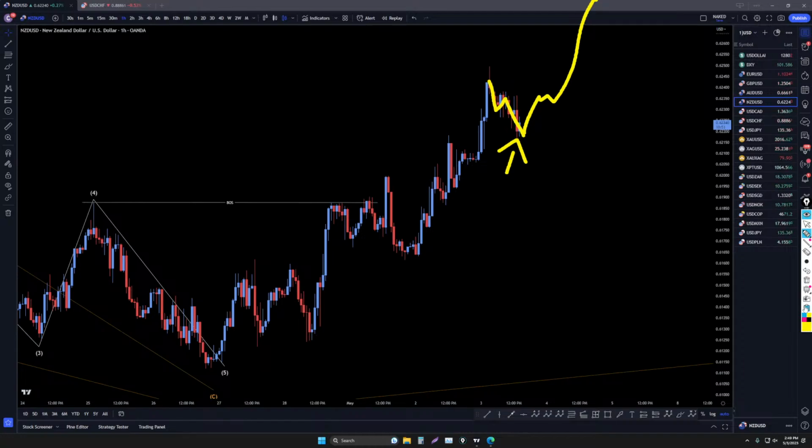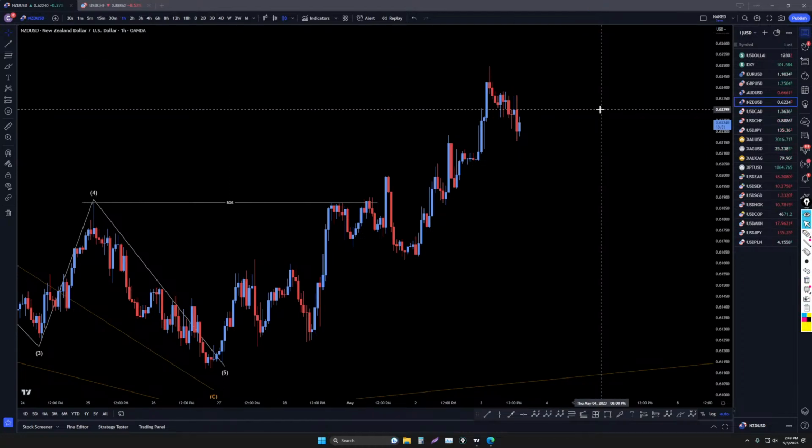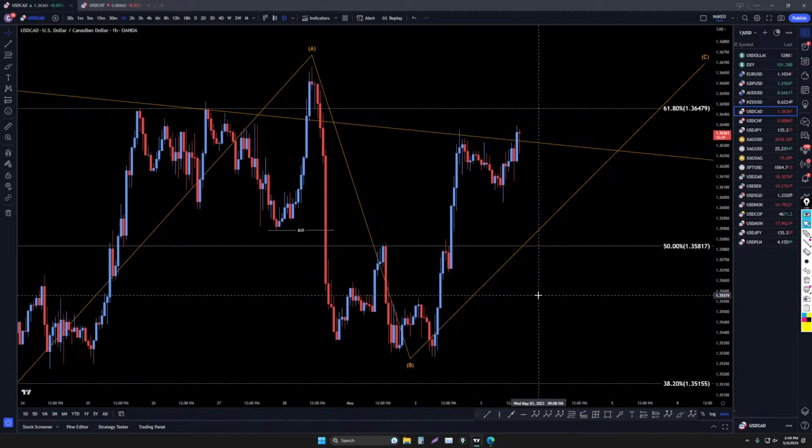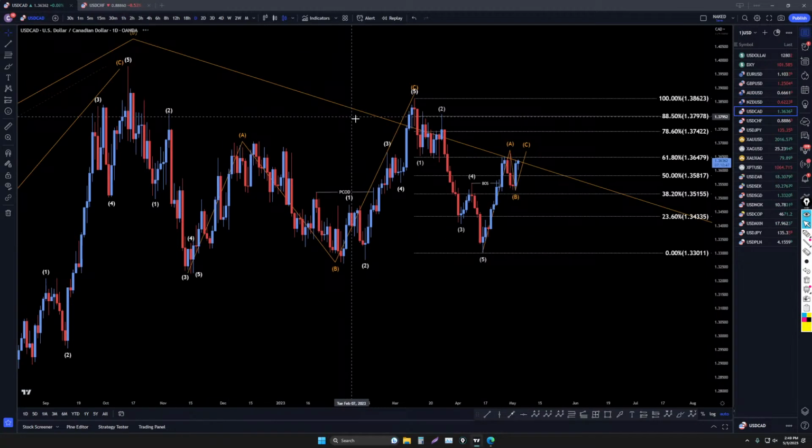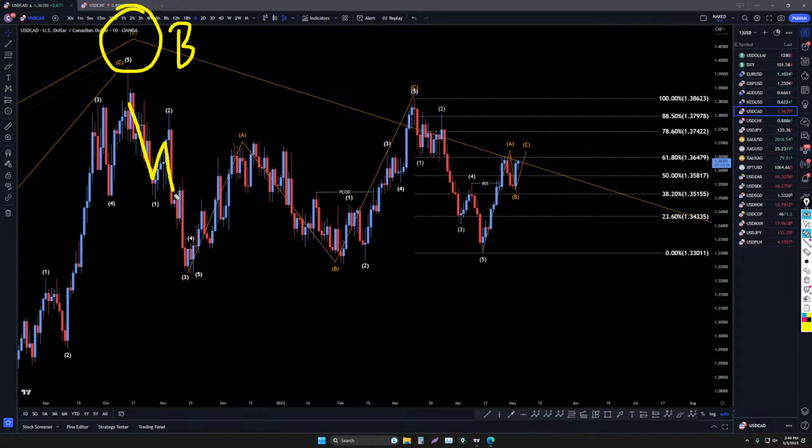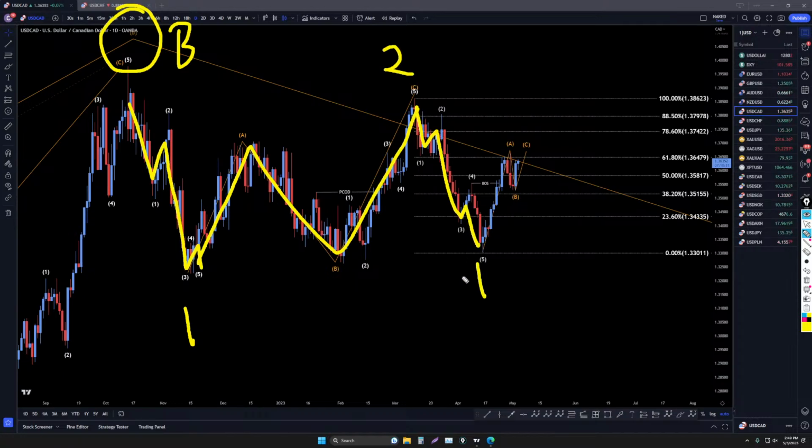the uptrend. So let's head down to the US dollar Canadian, which has been very strong to the upside, mostly because of the Canadian. But on the daily time frame, I still think this way back here is the end of a wave B. I think this right here is a downtrend, probably a 1. I think this is a big ABC, probably a 2. I think this is a 1, 2, 3, 4, 5, probably a 1 of 3.